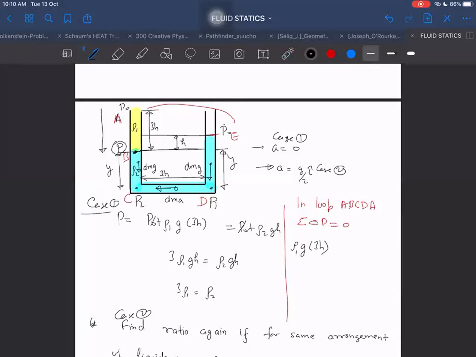Then again it increases. How much now? It is rho 2 into g into y. Then we are going against pseudo force. Against means decreases: minus rho 2 into a into 3H. Then we are going against gravity again: minus rho 2 into g into h plus y. And we are reaching E, but from E to A there is no pressure difference because it is air, and in atmospheric air we assume the pressure difference to be 0. Plus 0 is equal to 0.